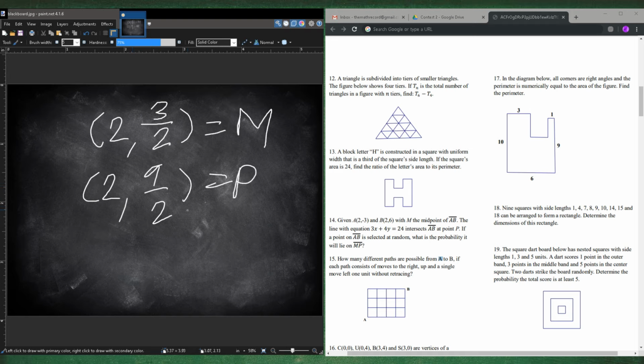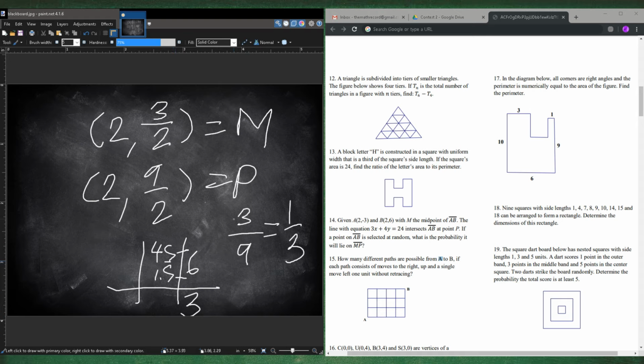If a point on AB is selected at random, what is the probability that it will lie on MP? So basically how it looks is that we have a point from here. This is -3, and this is at 2, 6, so this is positive 6. And this is at 1.5, so somewhere here. And this one is at 4.5, so somewhere around here. So this is 1.5, and this is 4.5. Right? So the distance between them is 3, and the entire distance of this line is 9, because the 6 and the 3 is 9. So choosing a point out of the 9, was it in that 3? So the answer is 1/3. So number 14 is 1/3.